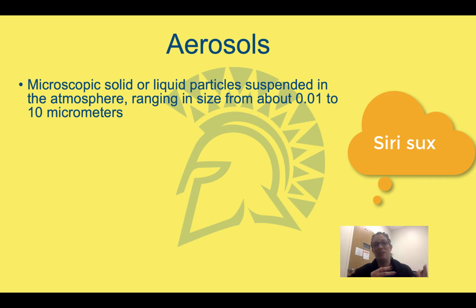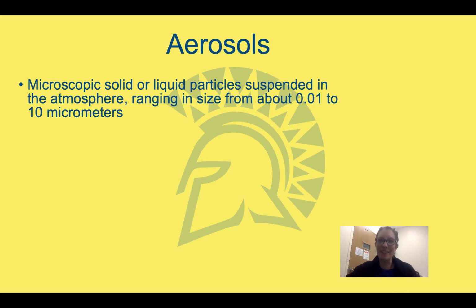This is what they are: aerosols. So, what are aerosols? They're microscopic solid or liquid particles suspended in the atmosphere, ranging in size from about 0.01 to 10 micrometers. So, these are very, very small little particles that you find in the atmosphere. Obviously, that's what keeps them suspended up there, otherwise gravity would cause them to fall.